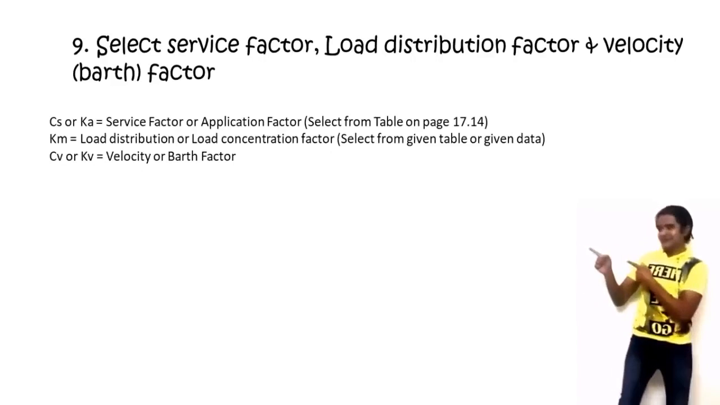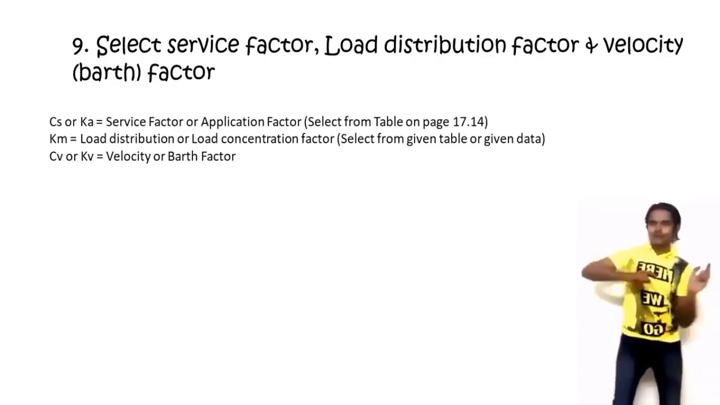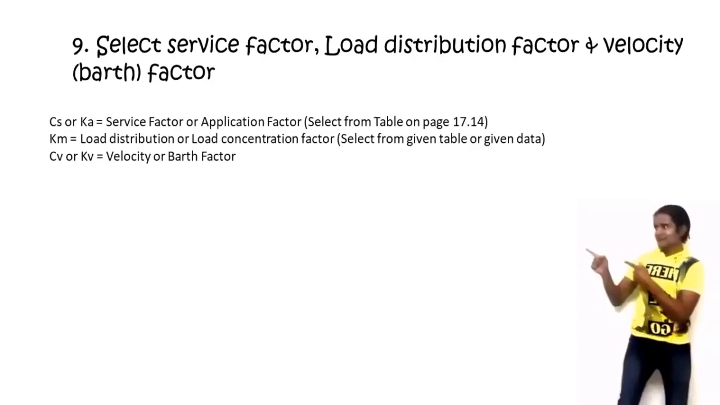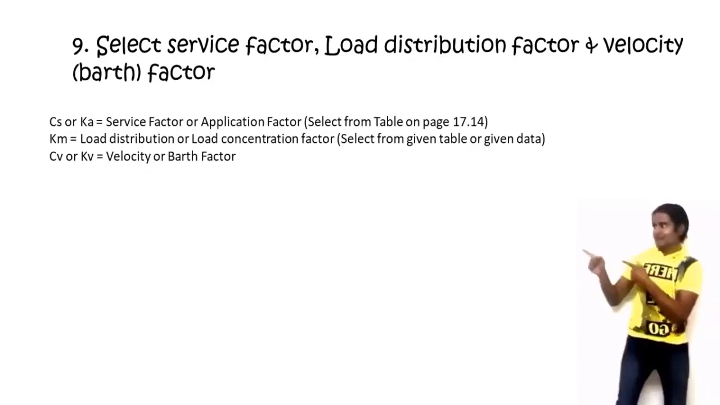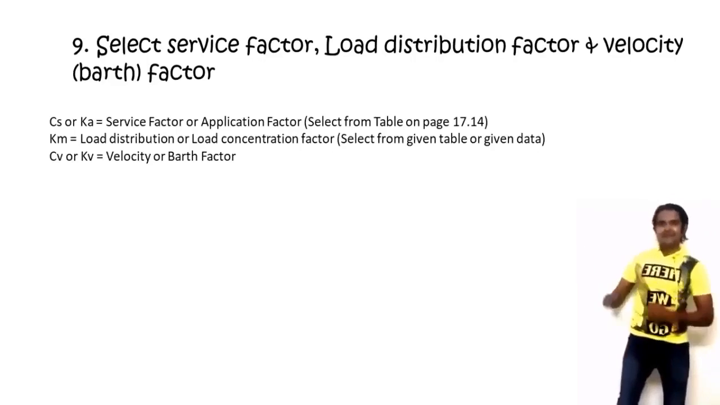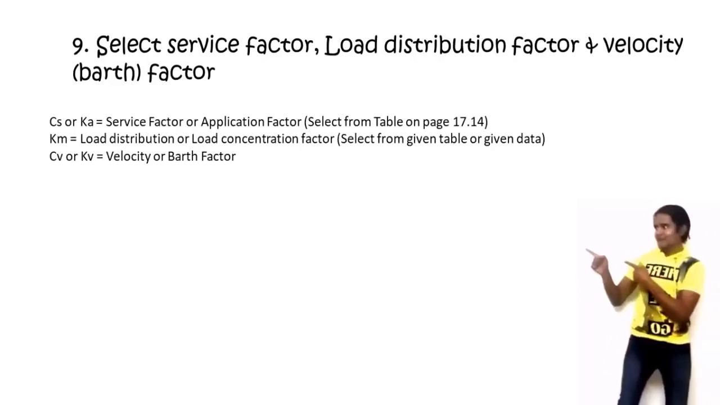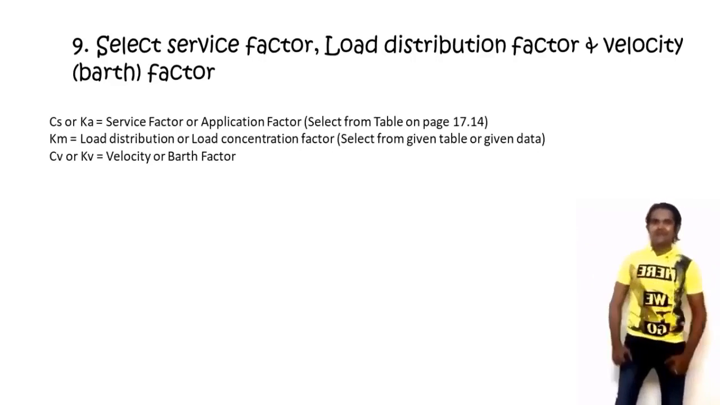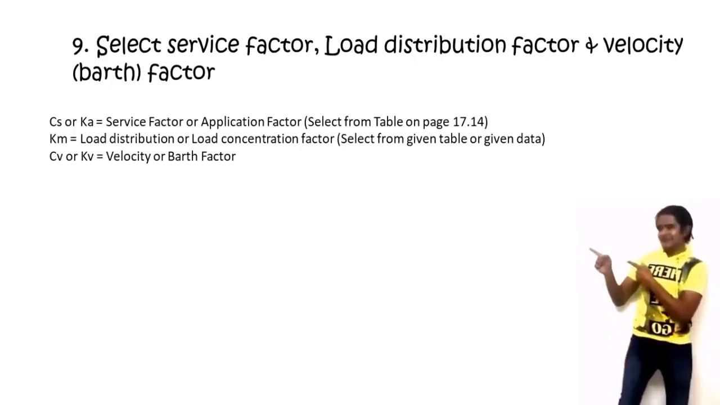You can refer to page number 17.14 of the Bhandari design data book. You have to select it between some values, but it is good to assume 1 or 1.5 if the value is not given in the numerical. Usually the value of CS or KA, the service factor or application factor, would be given. But if it is not given in the numerical, it's good to assume it either as 1 or 1.5. Same way, the load distribution factor or load concentration factor would be given in the table, but if it is not given in the numerical, then you should select it as 1.